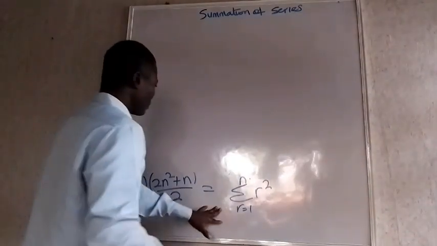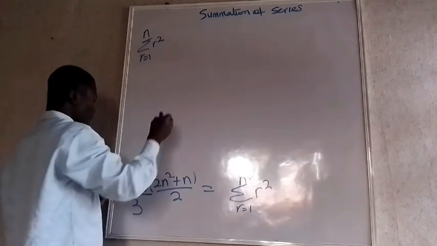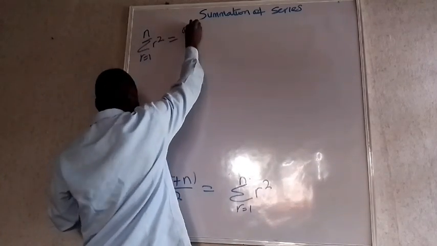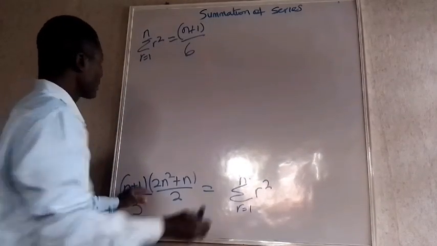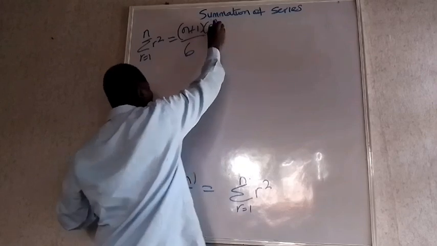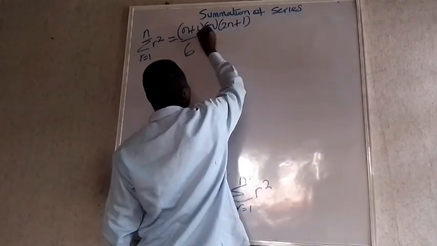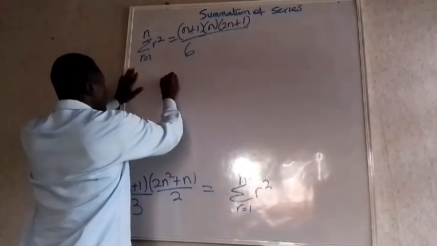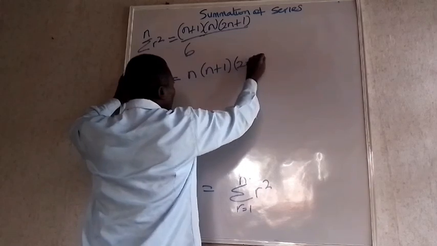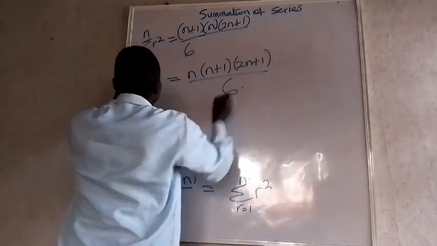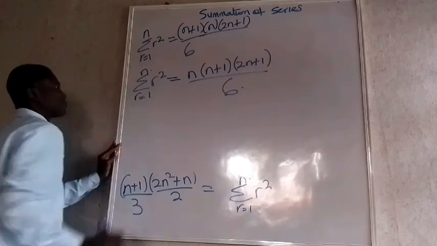So this can now be n plus 1 over 6 into n into 2n plus 1. You can see it's going to be equal to n into n plus 1 into 2n plus 1 over 6. That's the expression for the sum of r squared from r equals 1 to n.